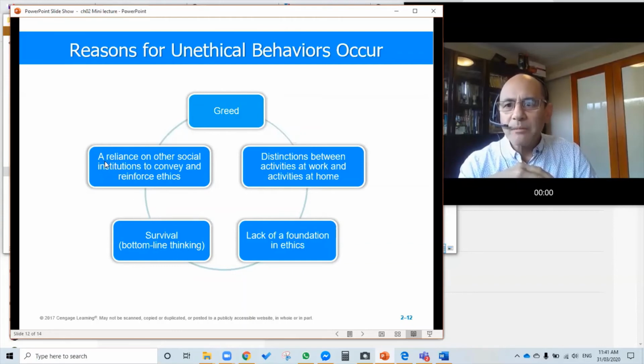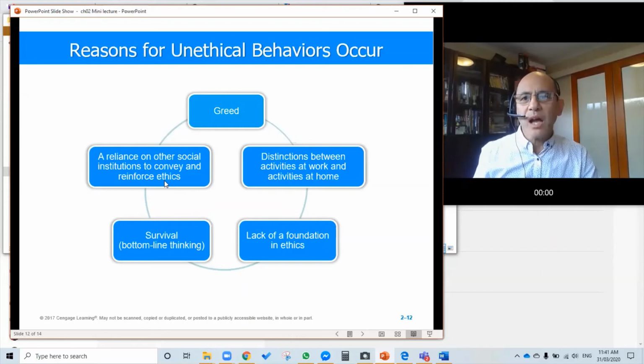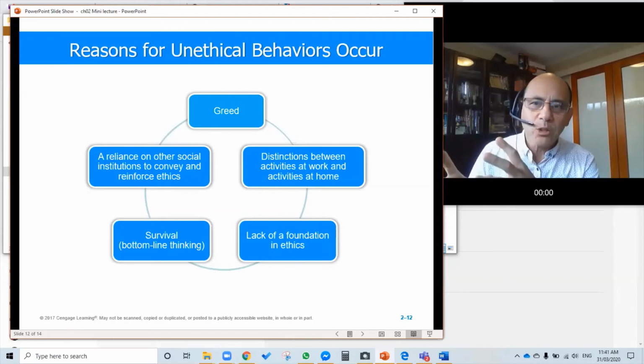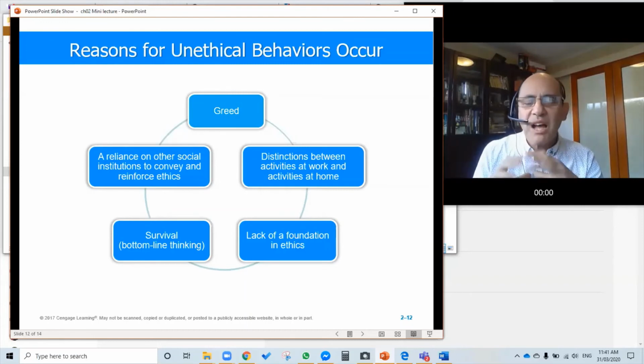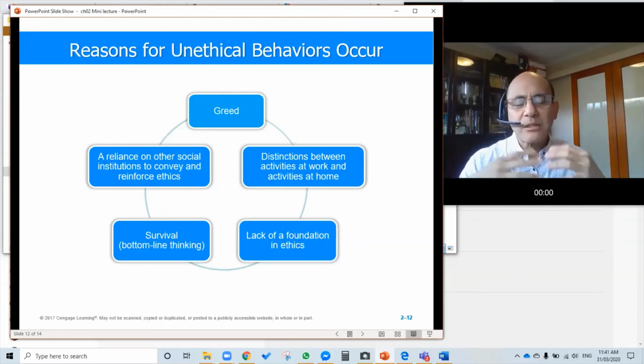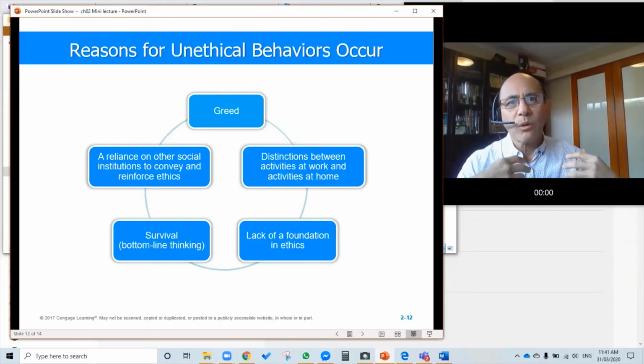The other reason might be a reliance on other social institutions to convey and reinforce ethics. So we're saying, I'm a small businessman. I don't need to set an example for others. Let the government do that. Let big corporations do ethical things. But for me, I'm just a small company. I can do whatever I want. That kind of thinking could be a source of why people will do something unethical.